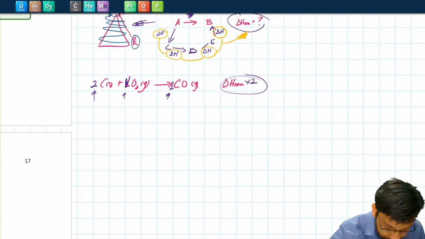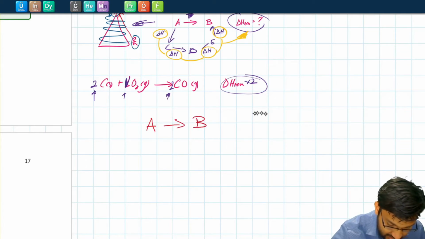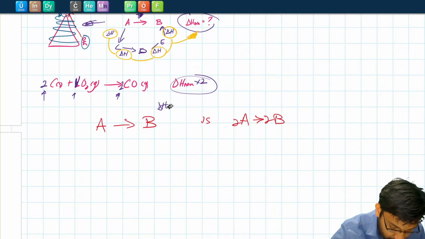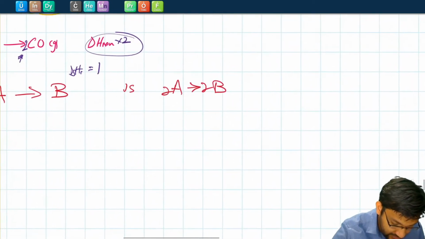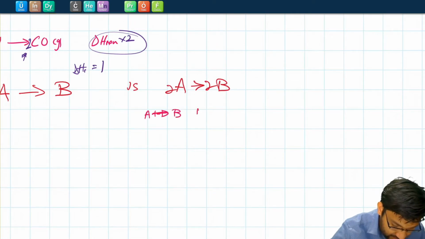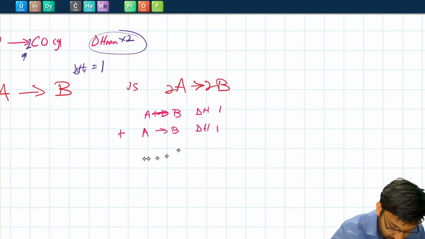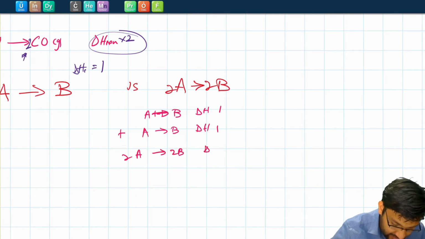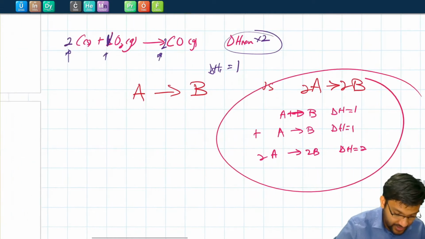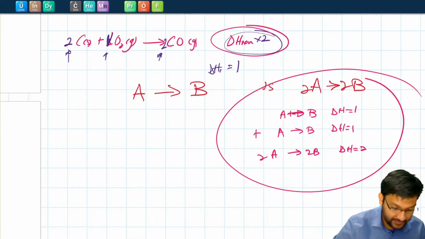It's kind of like saying if we go from A to B versus if we go from 2A to 2B. Let's say A to B had a standard enthalpy of reaction of 1. Then going from 2A to 2B, we're just adding up 2 different steps of like A plus A to B, which has an enthalpy of 1, plus another A to B, which has another enthalpy of 1. So 2A to 2B should have a standard enthalpy of 2. So if you multiply the equation by a factor, you also multiply the standard enthalpy by that factor.